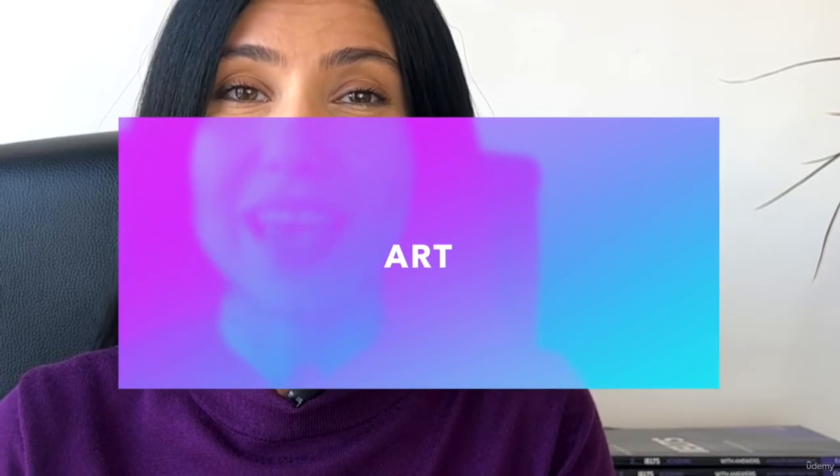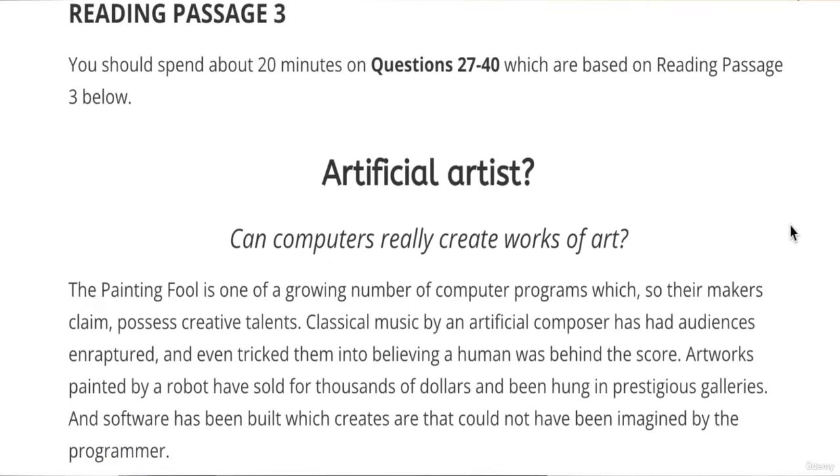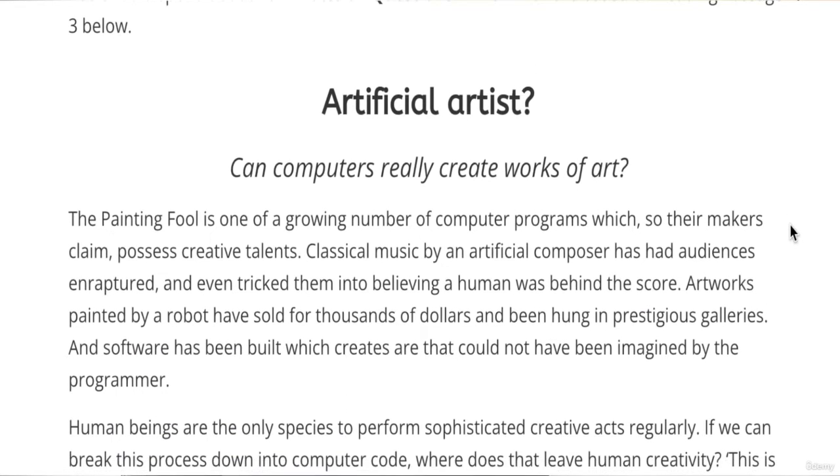And today we're talking about art. It's everywhere around us in the form of music, paintings, sculptures, and so on and on. And to learn some art vocab, we're going to use a passage from Cambridge IELTS 13 called Artificial Artists. If you're ready, let's get started.